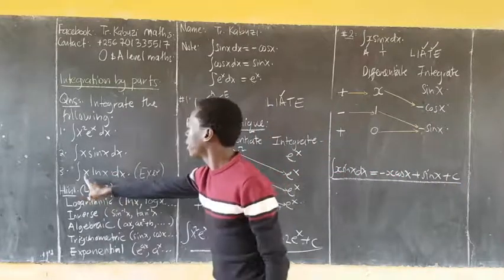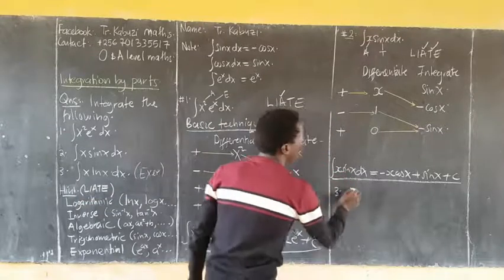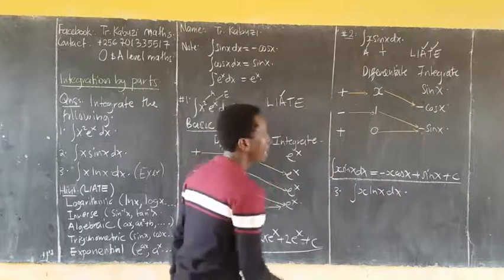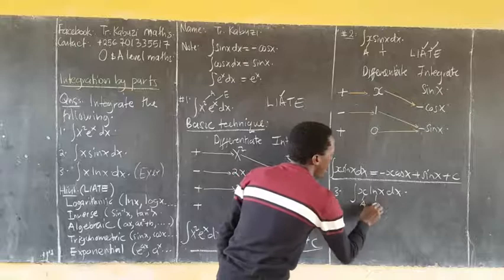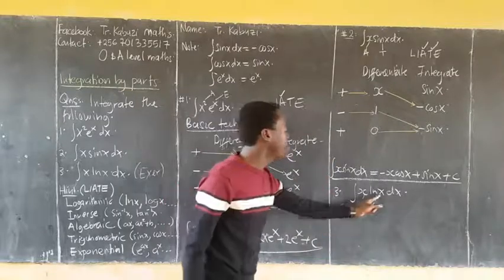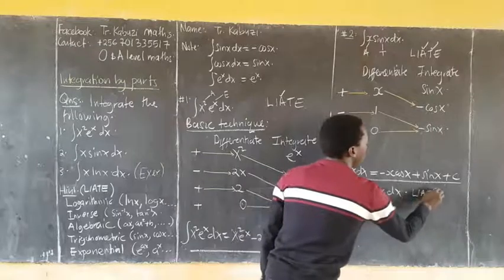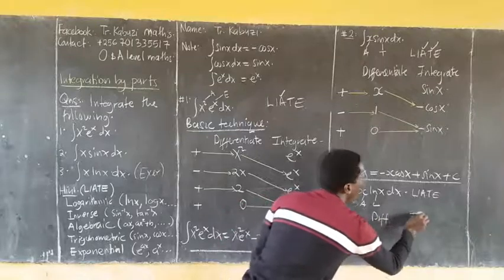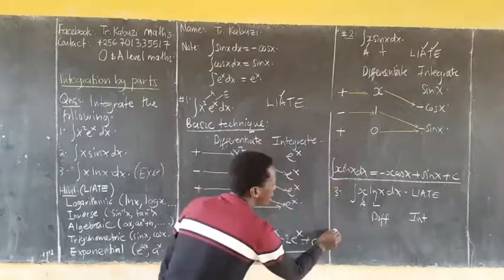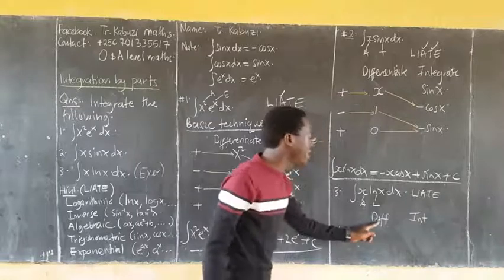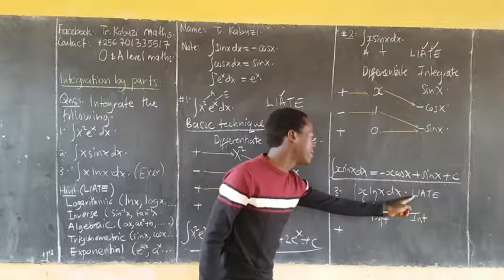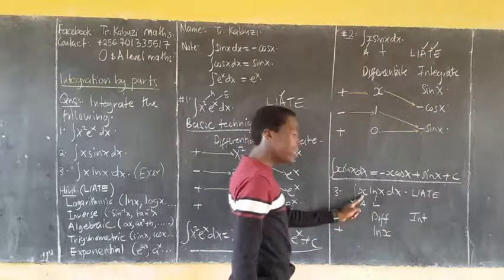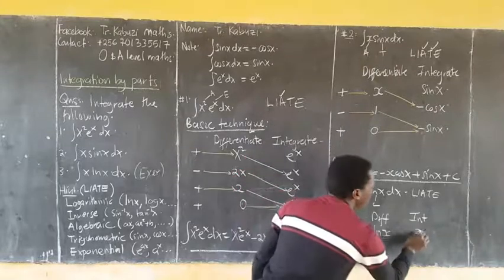In example 3, you see that we have an integral of x natural log of x dx. This one is algebraic and this one is a logarithmic function. In my acronym, you see that L comes first. So I'm going to differentiate it, then I will integrate the other one. I start with a positive, and what I'm going to differentiate is what comes first. L comes first, so I put here natural log of x. Then I'll integrate the algebraic this time round, so that's why I'm putting it here.